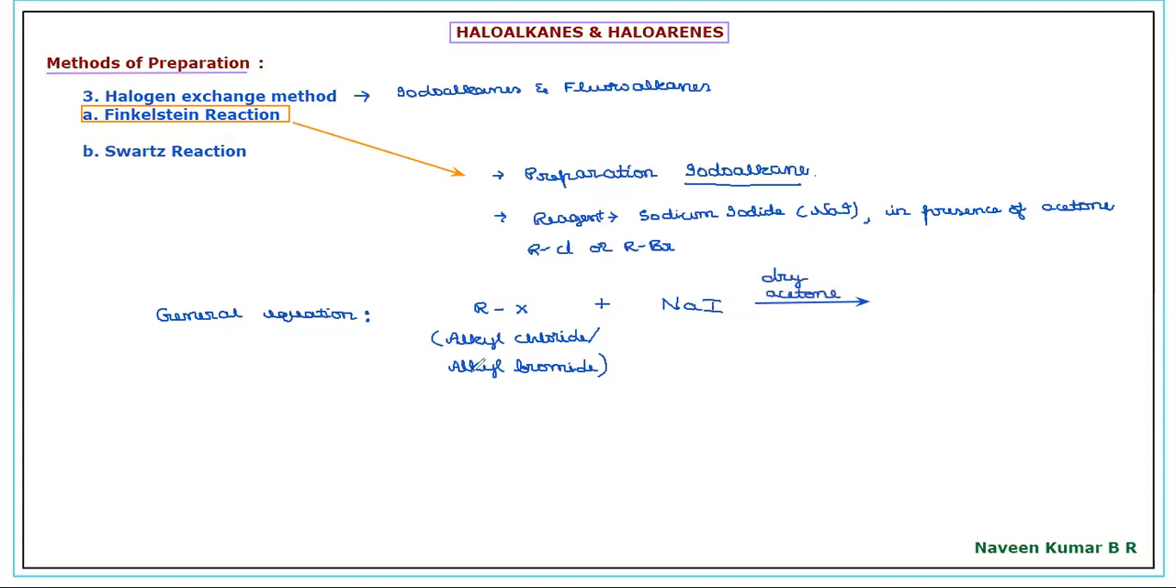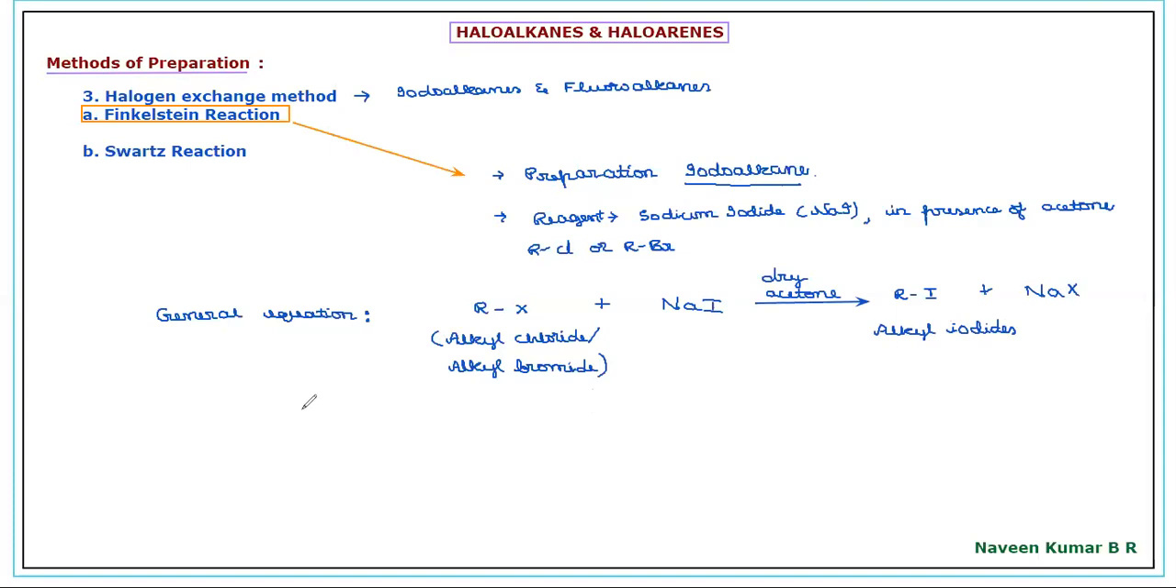Treatment of alkyl chloride or alkyl bromide with sodium iodide. Here the halogen exchange reaction takes place. That is, iodide ions will be exchanged with the halide ion present in the alkyl halide. So thereby the halogen will be replaced or exchanged. Hence, we are going to get sodium chloride or bromide, along with the major product, that is our main product, alkyl iodides or iodoalkane. So this is how the Finkelstein reaction is used for preparation of iodoalkanes.